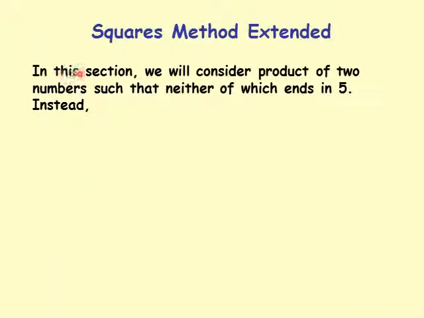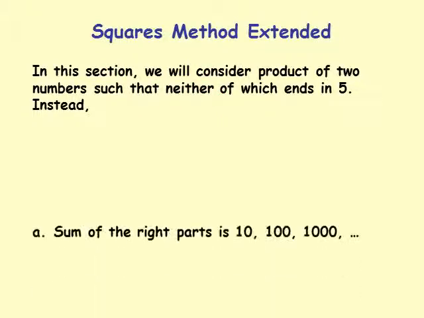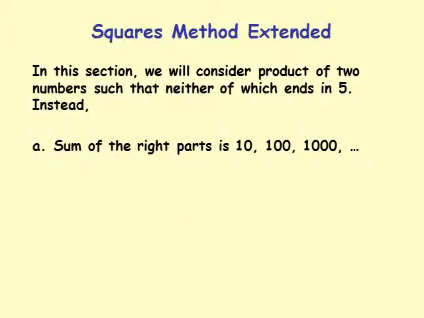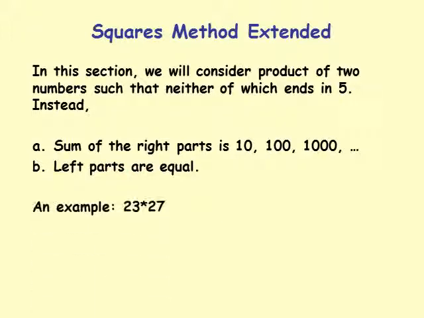We're going to extend the method we just studied. Here in this section we will consider the product of two numbers such that neither of them ends in 5. Instead, the sum of the digits on the right part is 10. On the right, the sum is a base number like 10, 100, and 1000. So we would not be doing squares here. Left parts are equal. An example is 23 times 27.